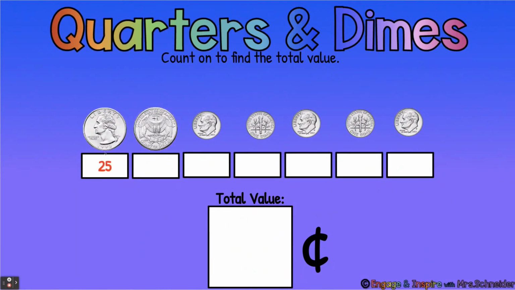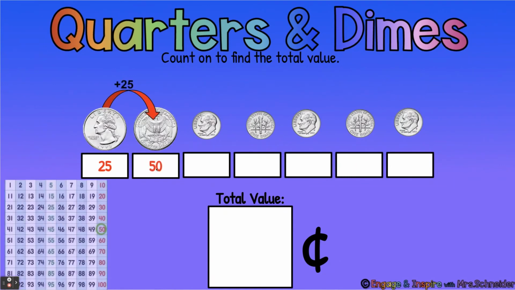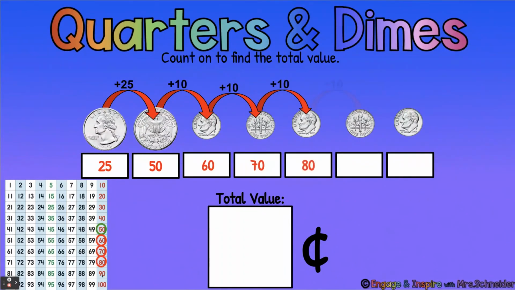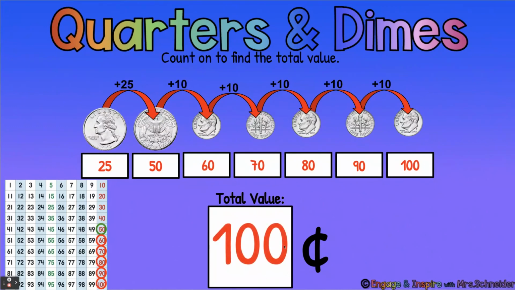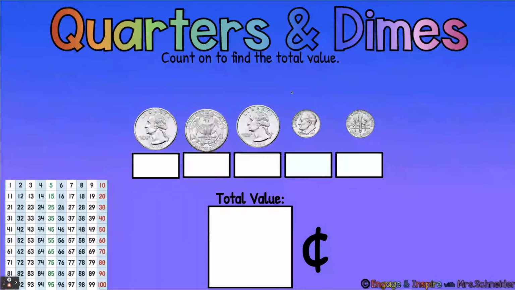Okay, 1/4 is 25. 2/4 is 50. Put our finger on the 50. Now we're going to add 10. 60. Add another 10. 70. Add another 10. 80. 90. And 100. All right, that's $1 right there. 100 cents is the same as $1.